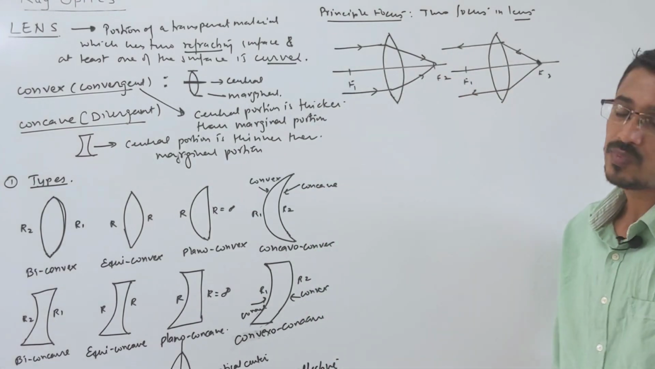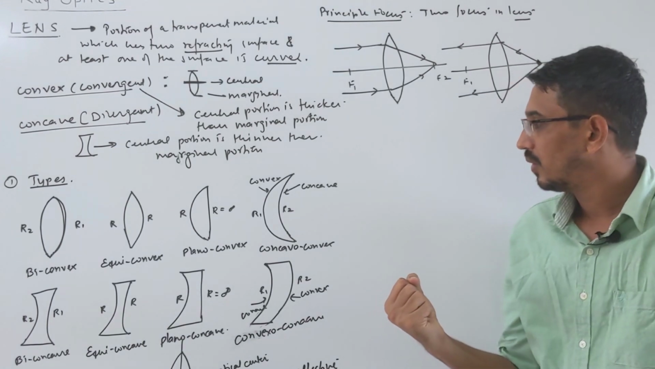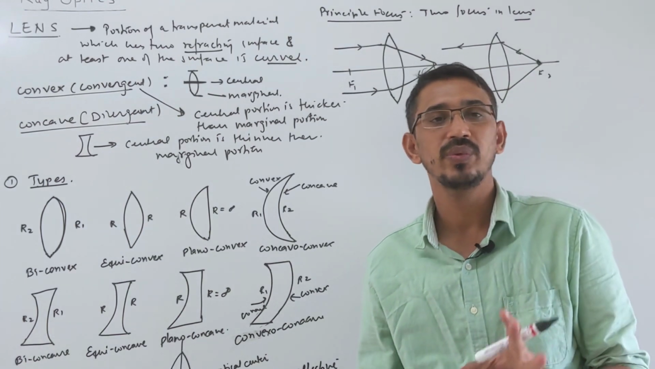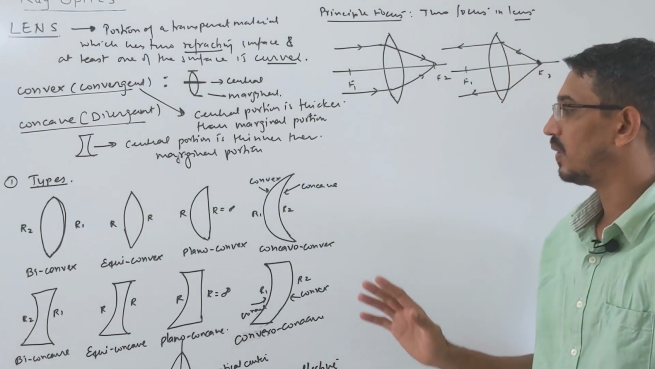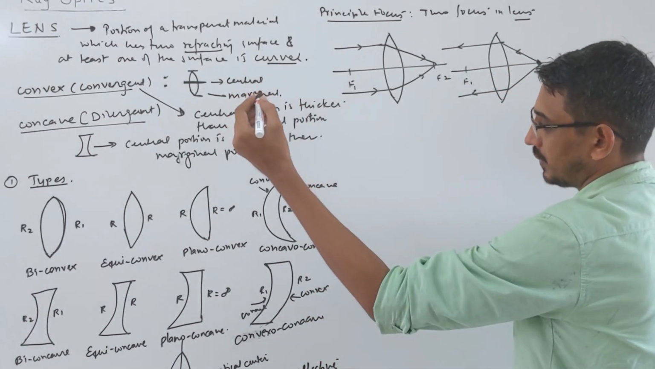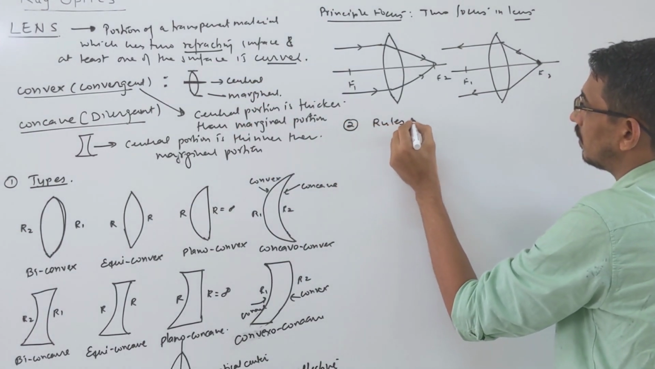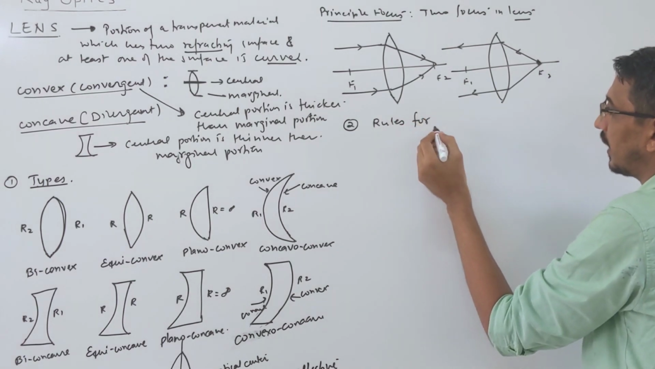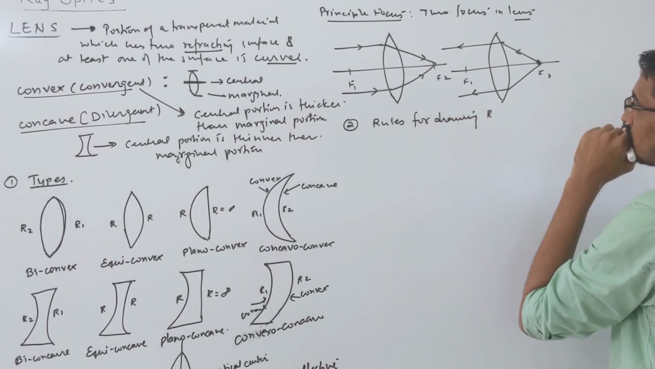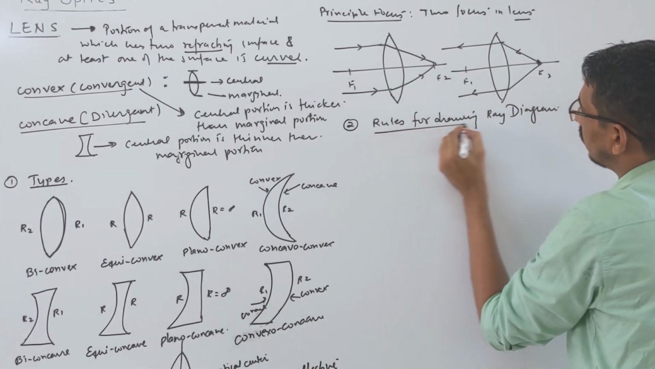Okay, yes. What we are interested in here is drawing the ray diagrams, like we have done for your mirror also, like concave mirror and convex mirror. We have drawn the ray diagram, and exactly the same ray diagram we will draw here also. So first here we learn some rules for drawing them. So what I am writing here: rules for drawing ray diagram.